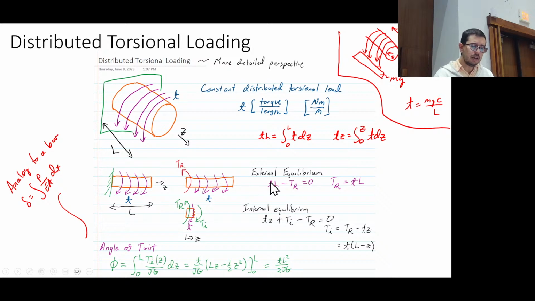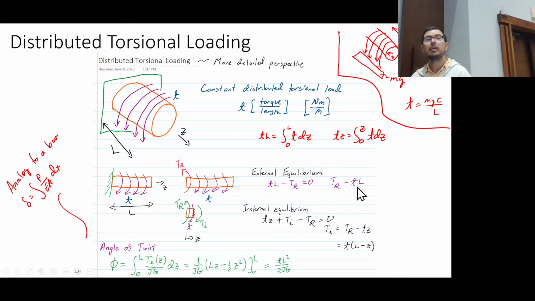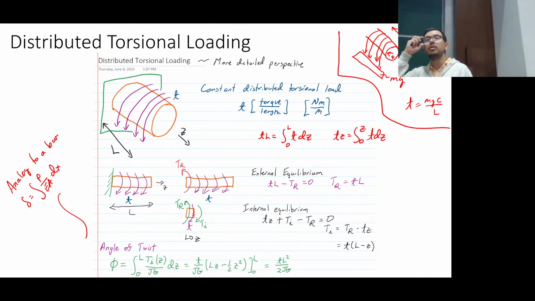So here, if we look at the external equilibrium on the system, we have a reaction torque. All right, we just shifted gears again. So we have a reaction torque, and we have this distributed torque. And they balance out so that the reaction torque has to be equal to TL. Okay? So that's like step one, do external equilibrium.